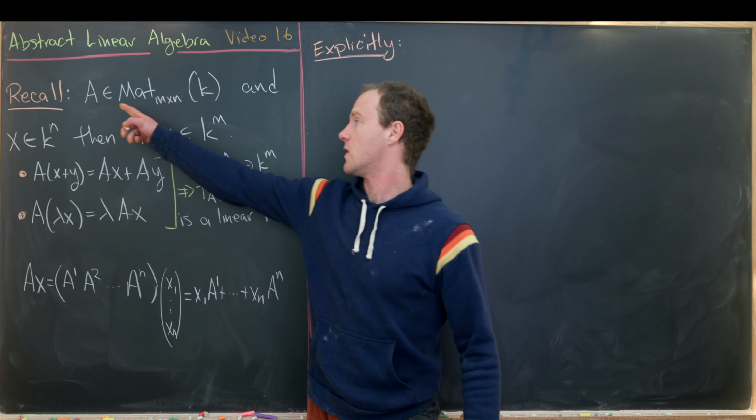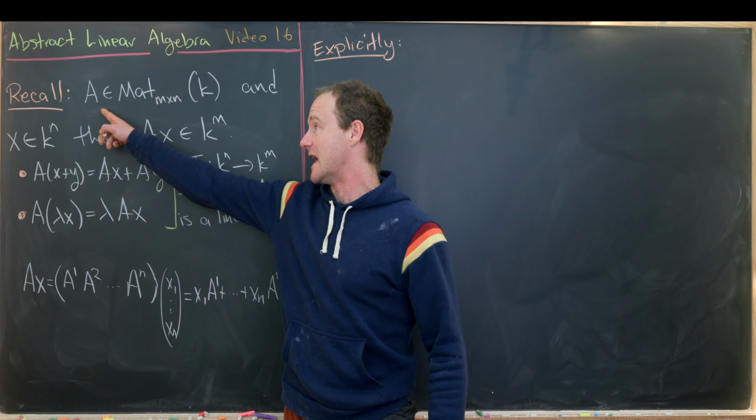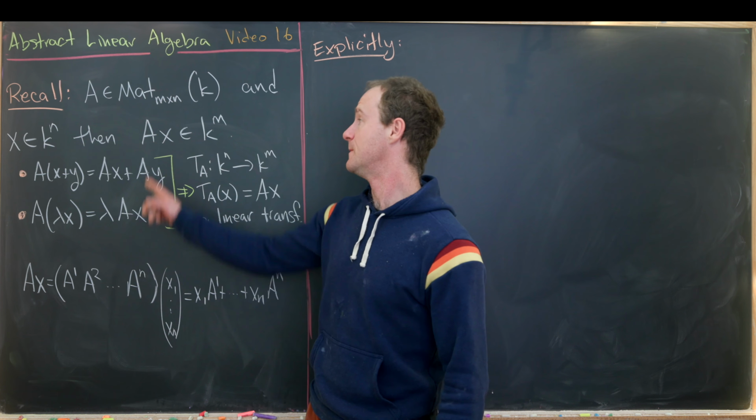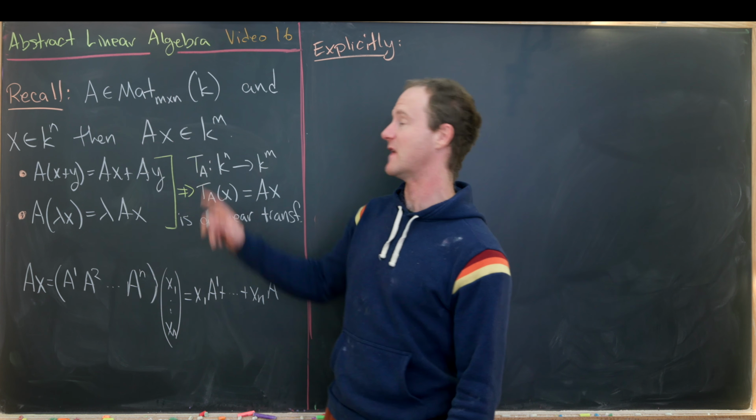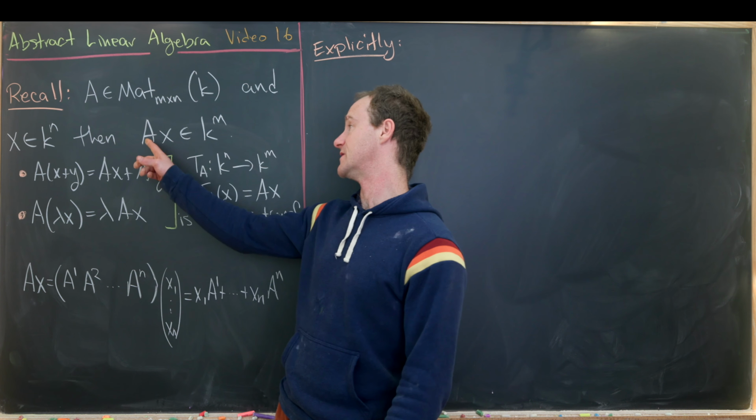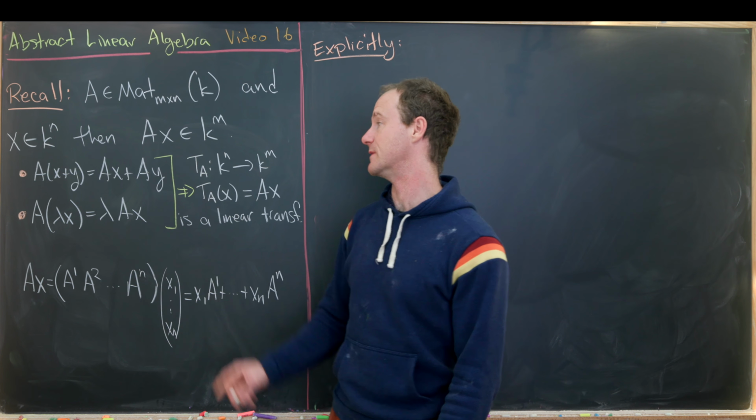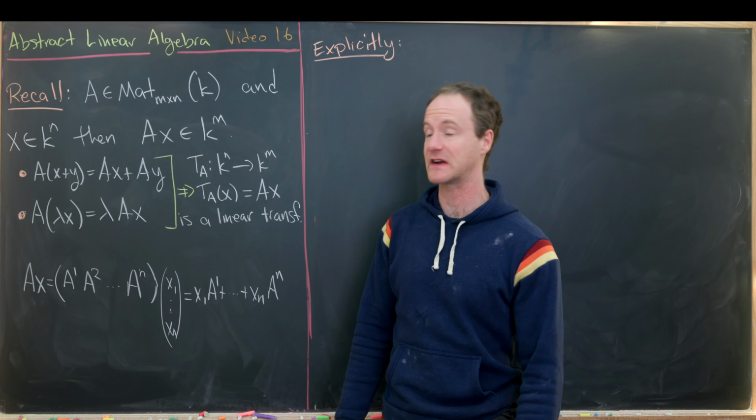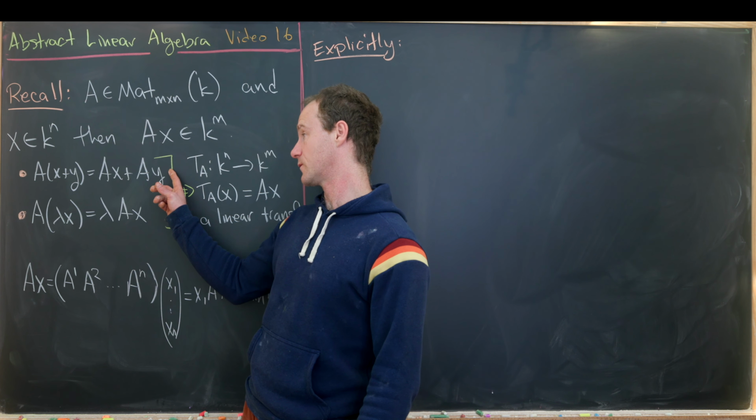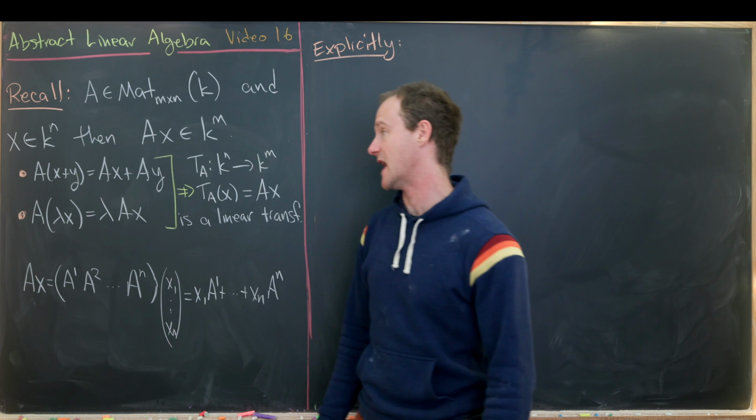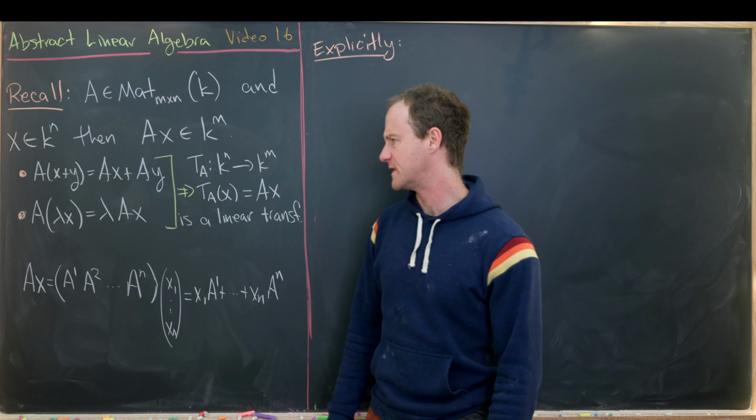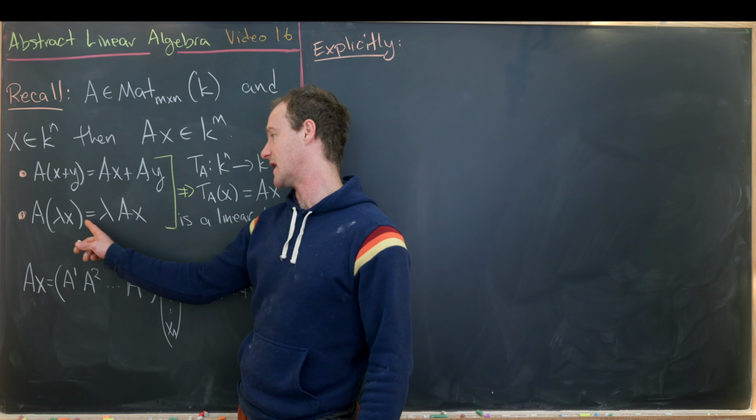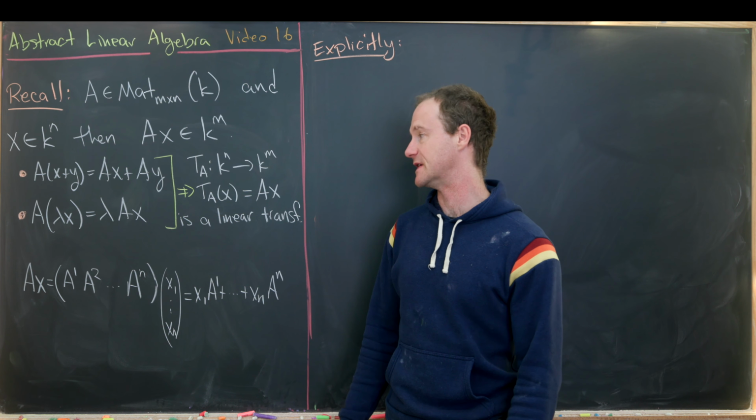Let's recall that if we have an m by n matrix A with entries in a field K, and a vector x from K^n, then the product of A with x is a vector in K^m. So this matrix times an n-dimensional vector is an m-dimensional vector. Let's also recall some arithmetic rules for matrix-vector multiplication. We've got a distributive rule: A(x + y) = Ax + Ay. And we can bring a scalar multiple out: A(λx) = λAx, where λ is a scalar.